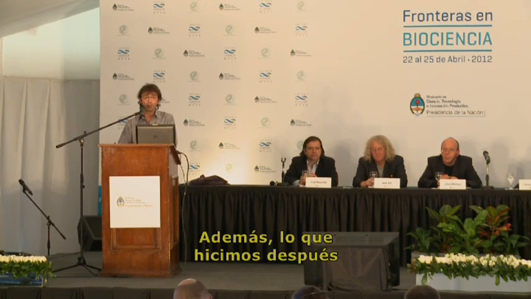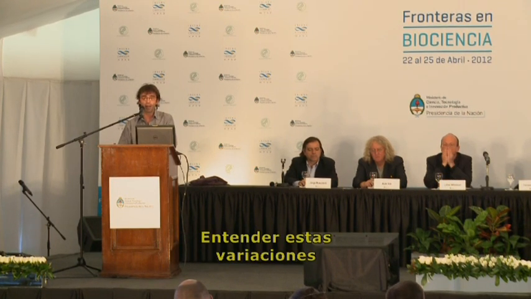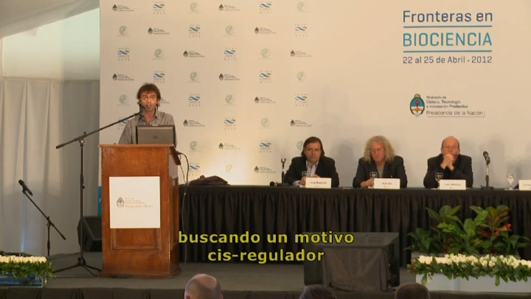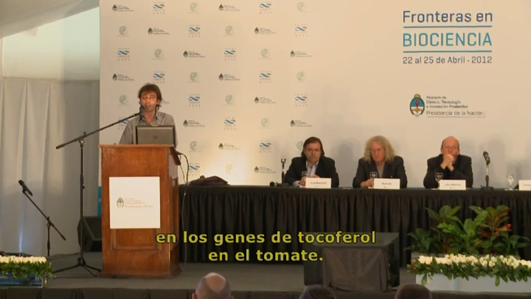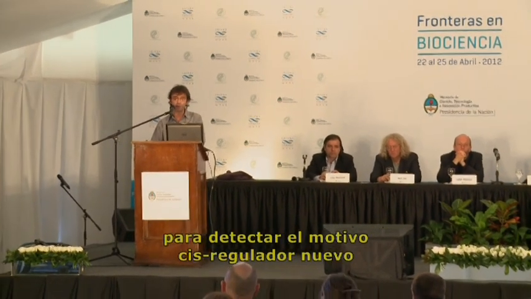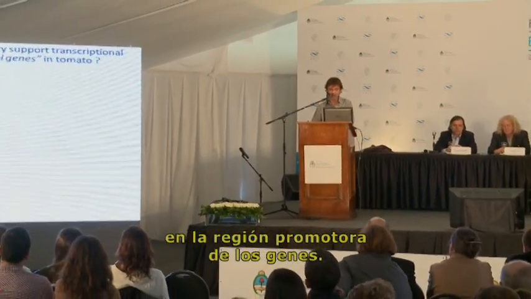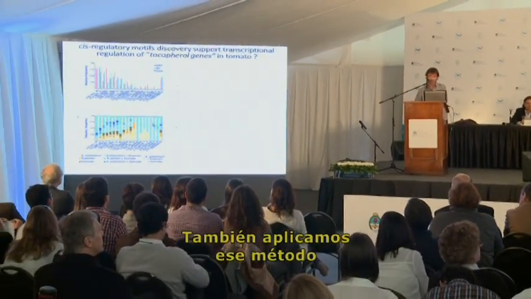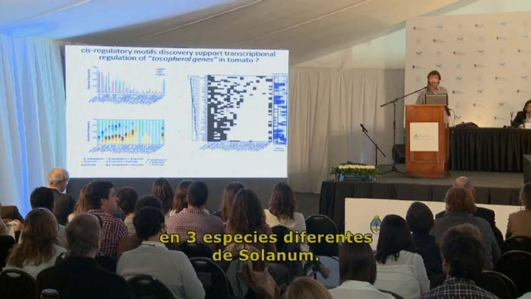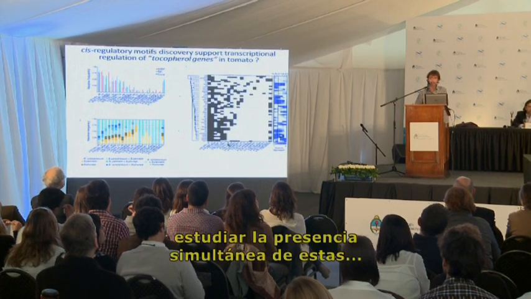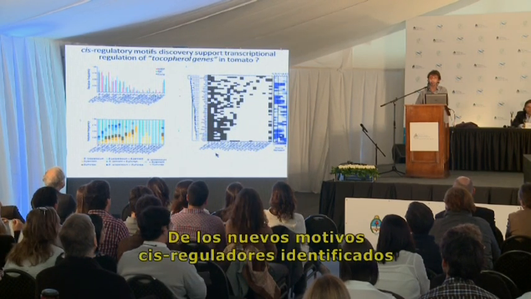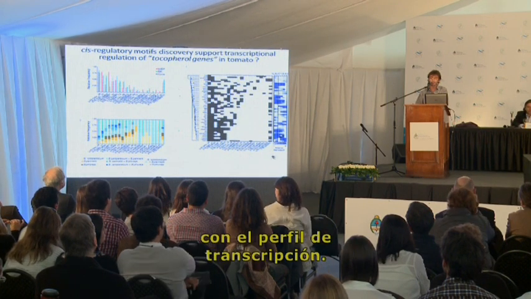Moreover, what we did next was to try to understand this variation in the transcript level of the genes by searching for cis-regulatory motifs in the tocopherol genes in tomato. We applied a novel method to detect novel cis-regulatory motifs in the promoter region of the genes, and we also applied the same method for searching this motif in 3 different Solanum species. And finally, what we did was just to study the co-occurrence of this de novo identified cis-regulatory motif with the transcript profile.